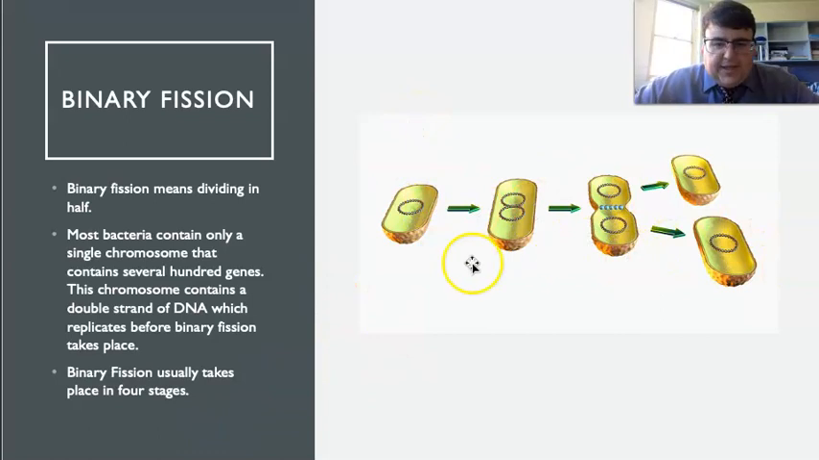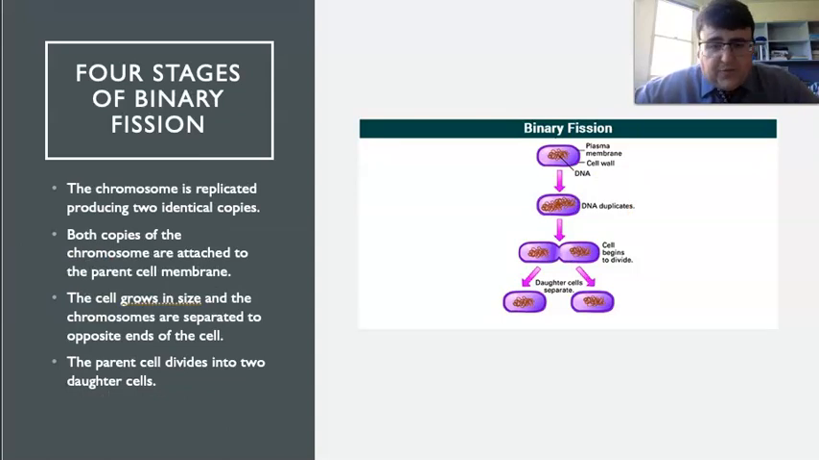So 4 stages, as you can see here. Very simple process. DNA has to be replicated first, which we can see has happened here, and then the division itself will take place. So what are the 4 stages of binary fission? First off, the chromosome is replicated, which produces 2 identical copies of the DNA.